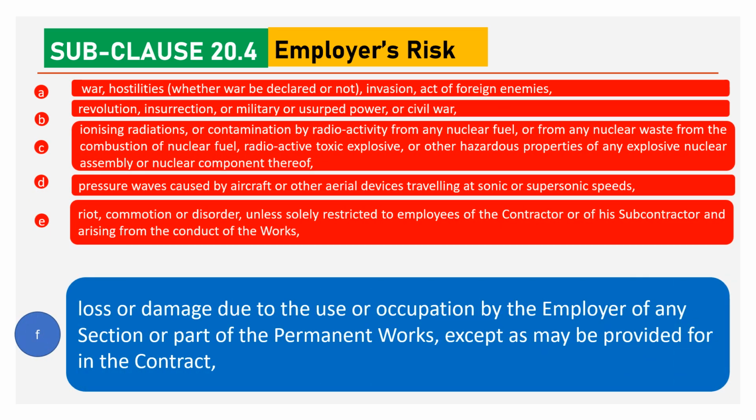Loss or damage due to use or occupation by the employer of any section or part of the permanent works, except as may be provided for in the contract. If the employer takes possession or occupation of any part of the works or the whole works, and any loss or damage occurs due to the employer's occupation, this loss will be the employer's risk.